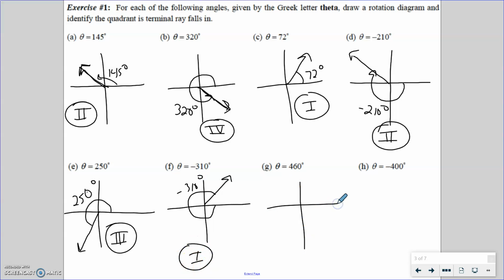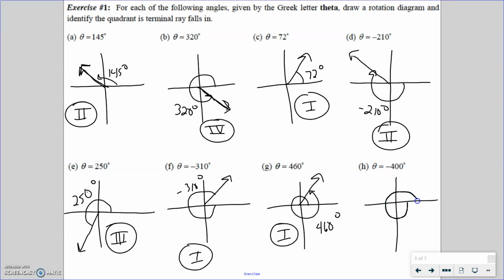Ooh, 460. Okay, so that's 360 degrees plus another 100. So that terminal ray also lies in quadrant 1. And then last one, negative 400. Remember, you're going clockwise when it's negative. So here's 360, plus another 40 degrees. So something like that, and that terminal ray lies in quadrant 4.